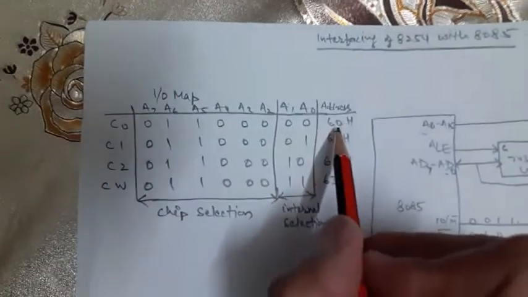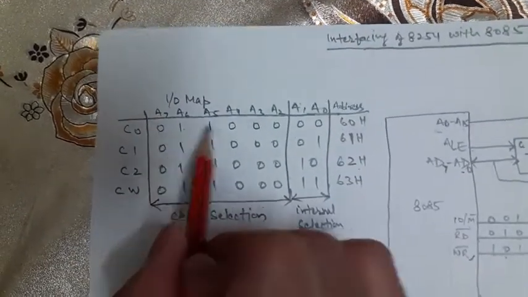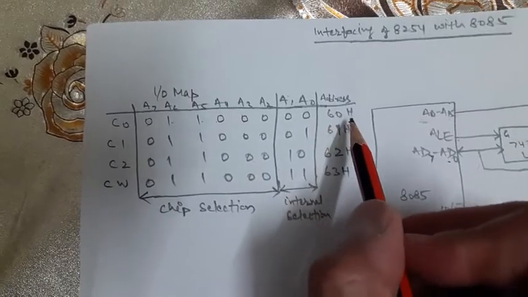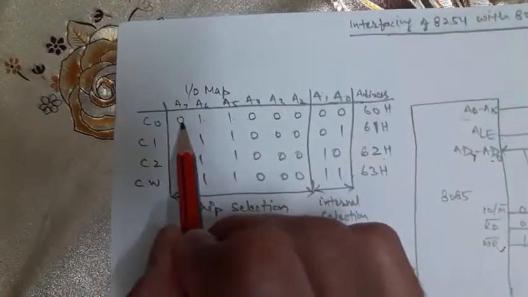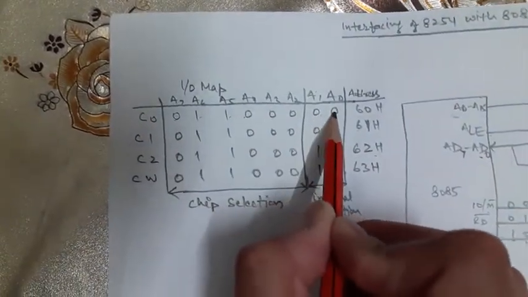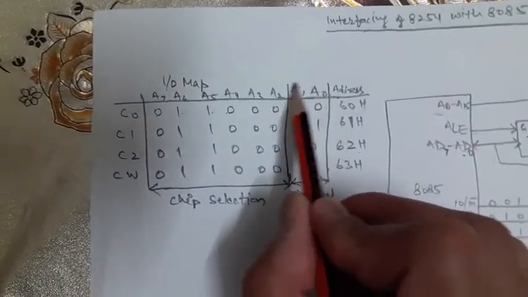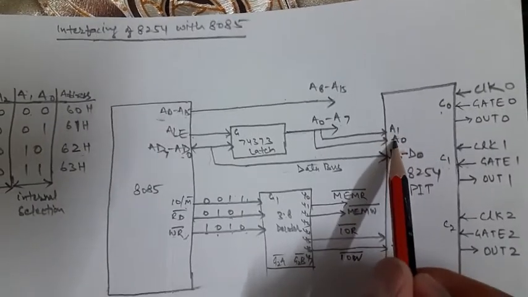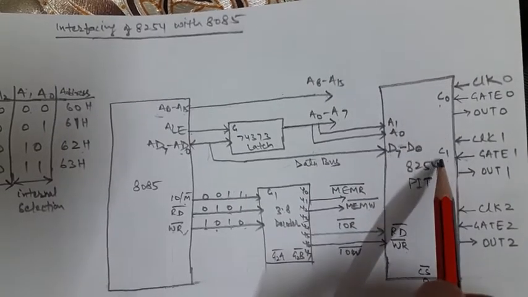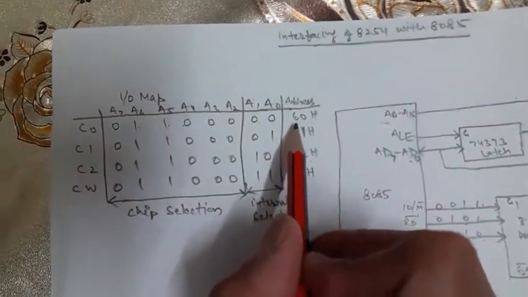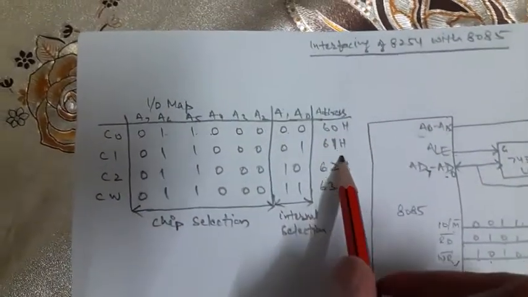I will expand this address 60 as 0110 0000, because these are hexadecimal, and when hexadecimal enters the computer, it is converted into binary. So in binary I will write them as 0110 and 0000. Now see here, these two lines which enter the 8254 chip, A1 and A0, I told you are used for internal selection of counter 0, counter 1, counter 2, as well as the command word. So when we have 00, 01, 10, 11, the appropriate counter or command word will be selected based on these addresses.